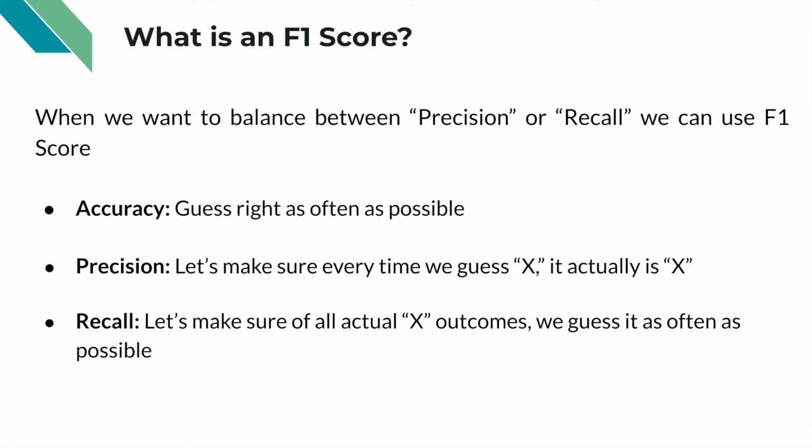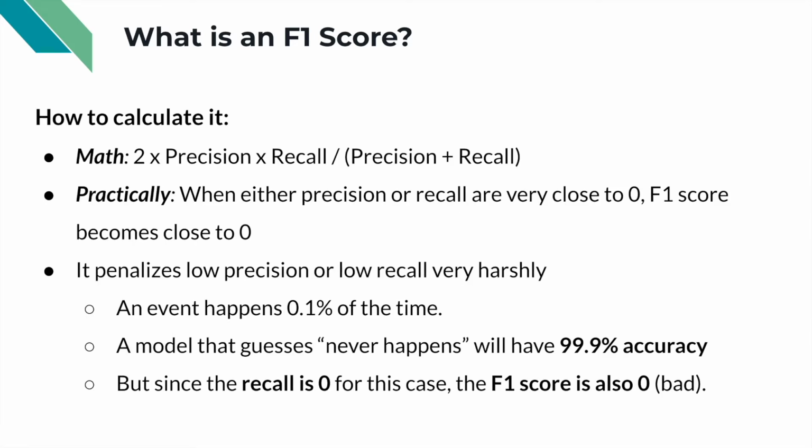Finally, we also might want to make sure that we capture the maximum number of X outcomes, even if we might get some wrong compared to the precision or accuracy cases. For precision, we're trying to minimize false positives, and for recall, we're trying to minimize false negatives. But F1 score takes a different approach and tries to balance between precision and recall.